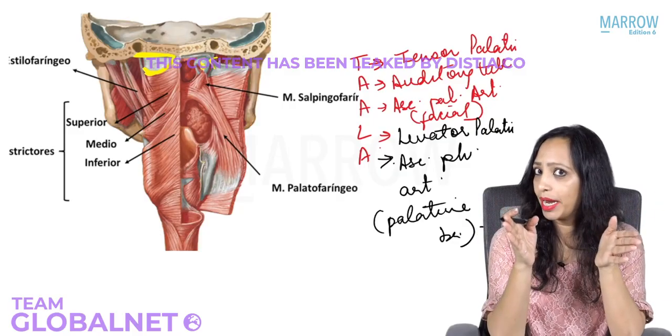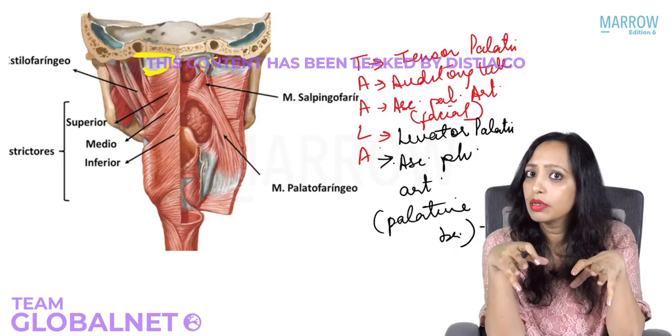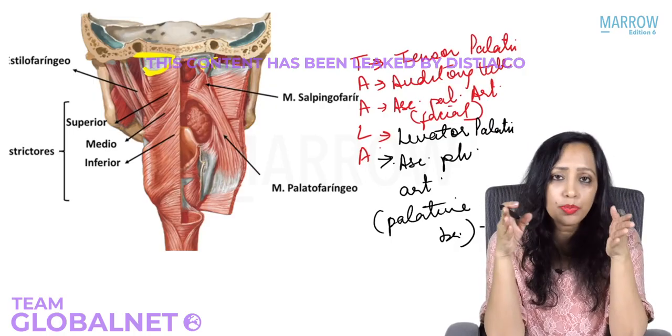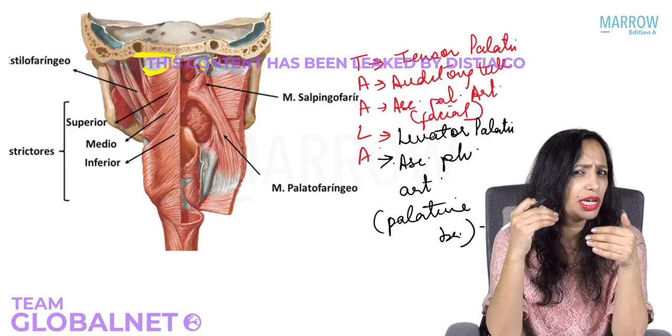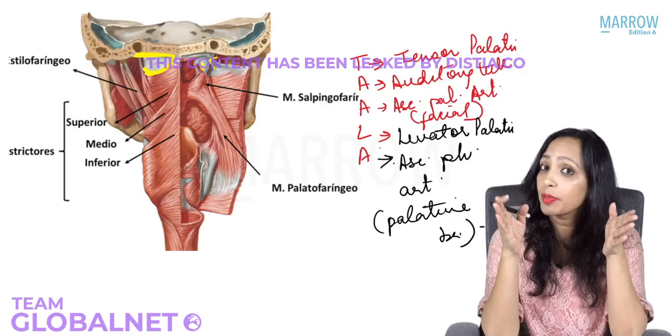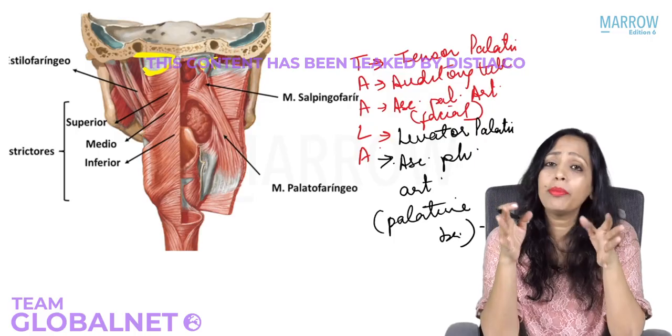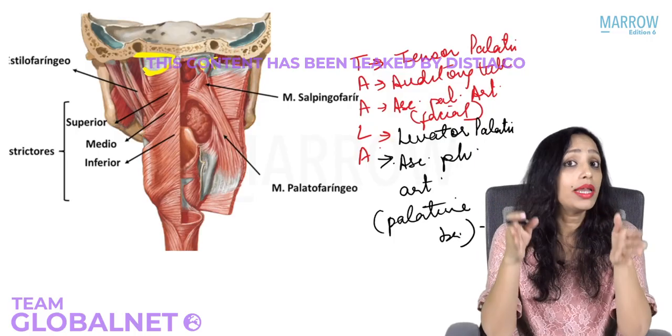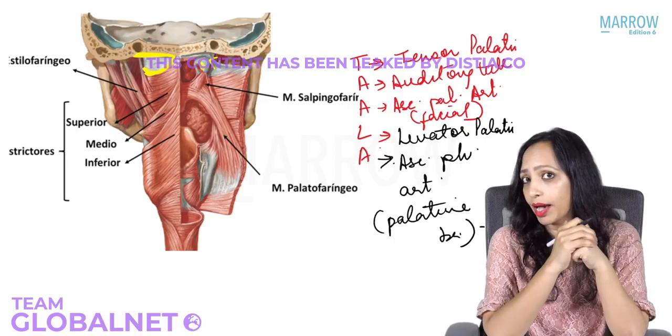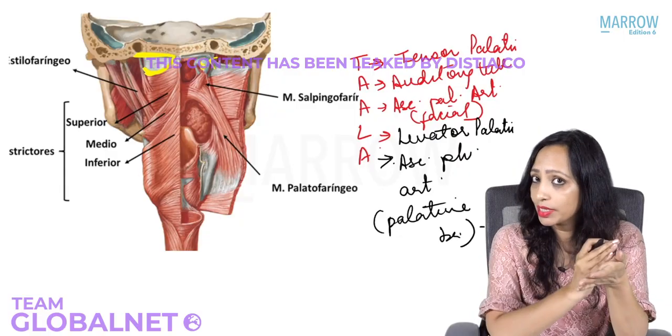Is there a gap in between the superior and the middle constrictor? Yes, there is a gap between the superior and middle constrictor. And is this present posteriorly or is it present laterally? Yes, it is present laterally. Yes, in between the middle and inferior constrictor also, is there a gap laterally? Yes, there is a gap. We just saw that some time back. And these are for entry of the vessels and nerves, I told you.